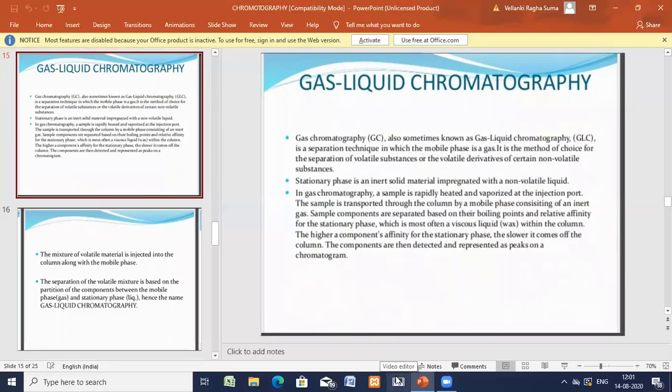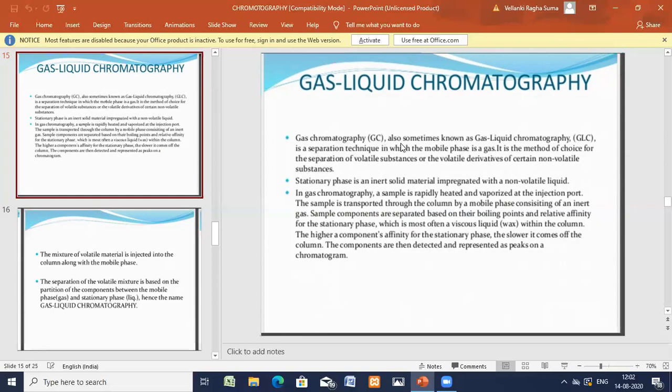Now coming to the third technique, gas liquid chromatography. As I told you, the liquid is the stationary phase and the gas is the mobile phase in this technique. So just the outline of paper chromatography and thin layer chromatography has been explained, and now gas liquid chromatography, just a brief introduction. In detail, we'll see in the next sessions.